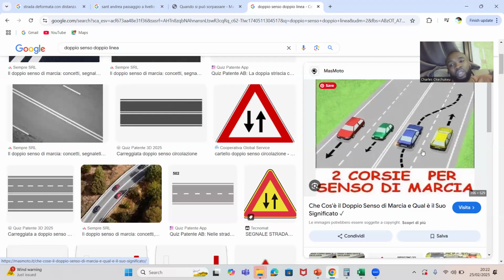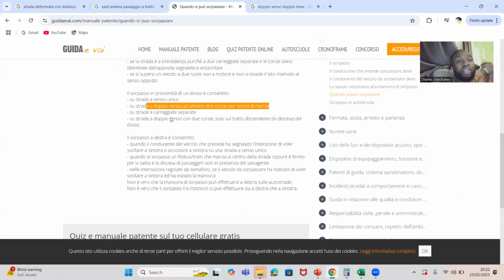In this corsia, you see, they are going the same movement. Because of the double continuous line, this part is coming back the other direction. Even if you're in a double line, this guy can overtake here, so long as he does not enter this particular place. That's why they told us here that you can overtake on a road with a double sense of movement, so long as it has at least two corsie for every sense of movement.